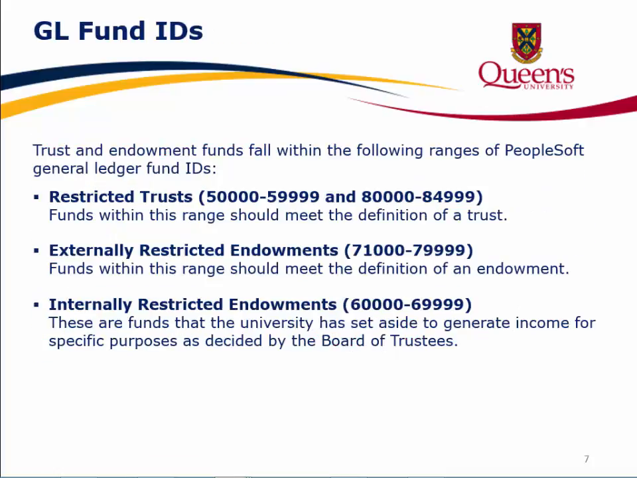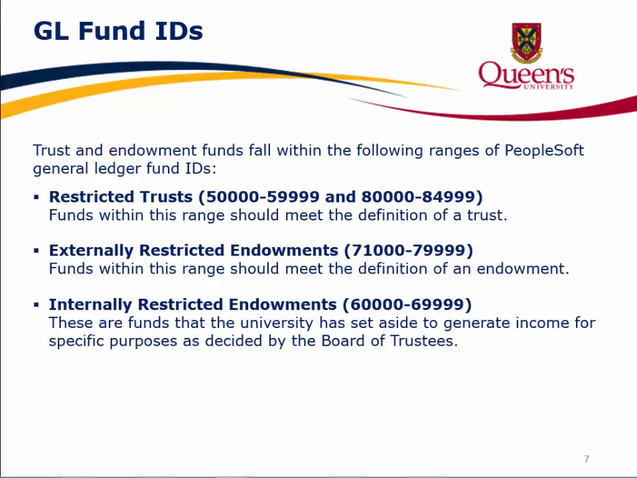GL Fund IDs. Trust and endowment funds fall within the following ranges of PeopleSoft General Ledger Fund IDs. Restricted trusts will fall within the range 50000 through 59999 and 80000 through 84999. Funds within this range should meet the definition of a trust. Externally restricted endowments will fall within the range 71000 through 79999. Funds within this range should meet the definition of an endowment.